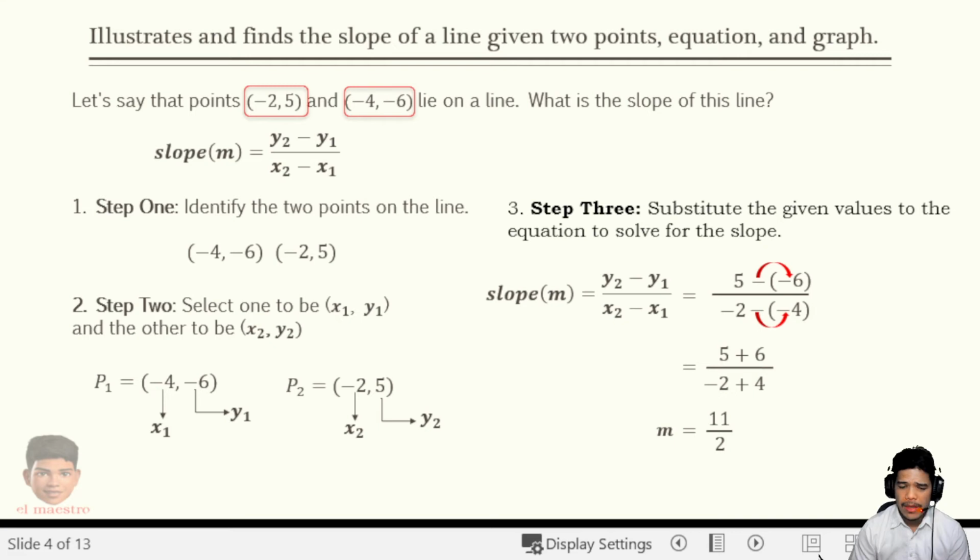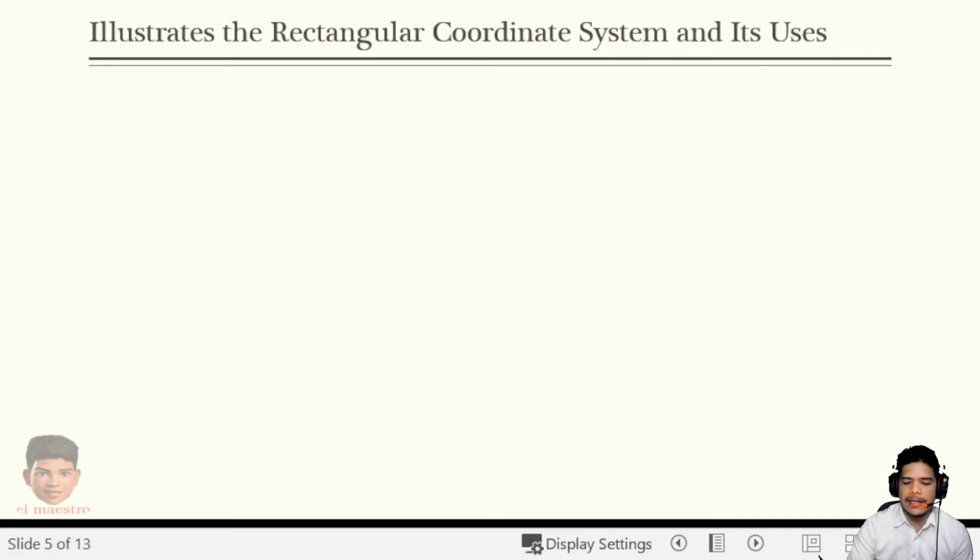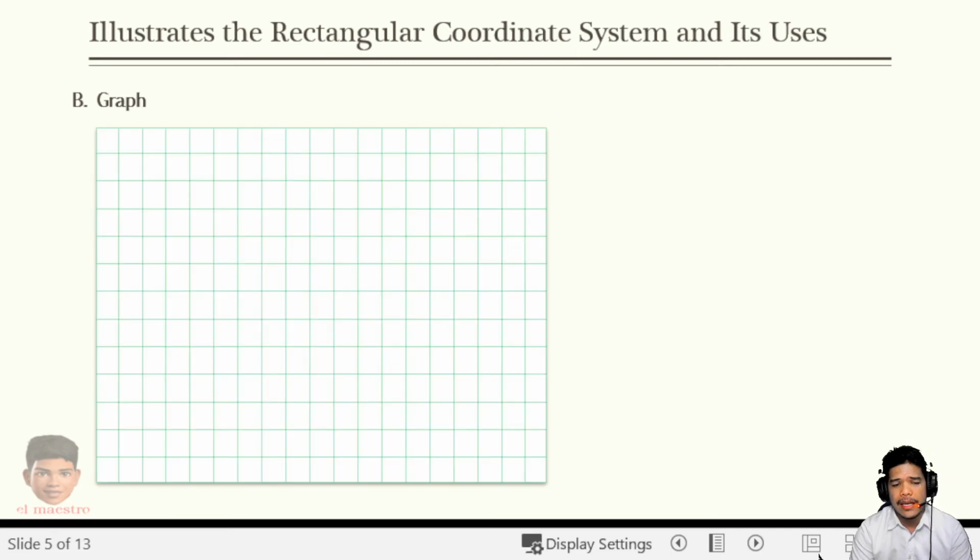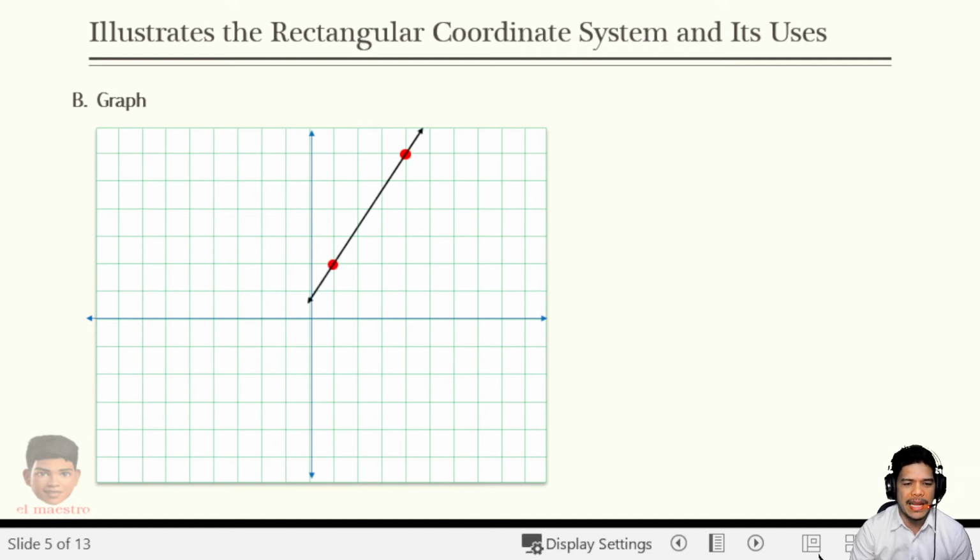How about solving the slope of the line using a graph? So, graph naman. Since we're going to use a graph, we need a Cartesian plane. So, review the Cartesian plane, its regions or quadrants 1, 2, 3, 4. Let's have an example. Let's say, for example, we have 2 points here, and these 2 points lie on the same line. That's the important part: the 2 points must lie on the same line, so that we can solve its slope.